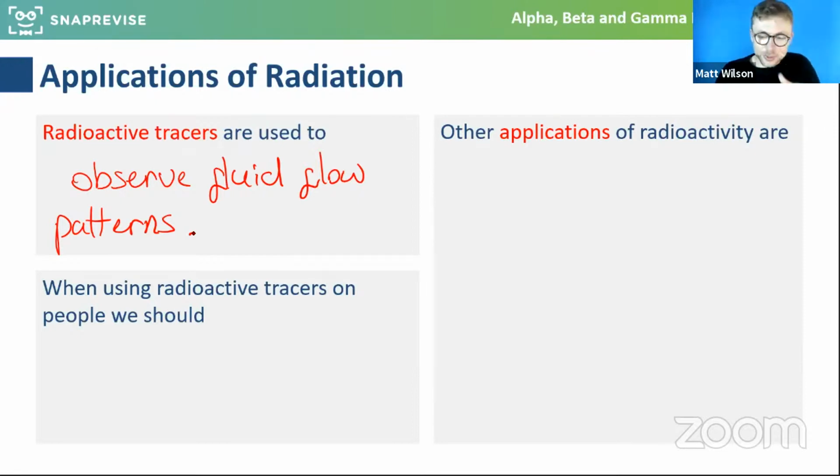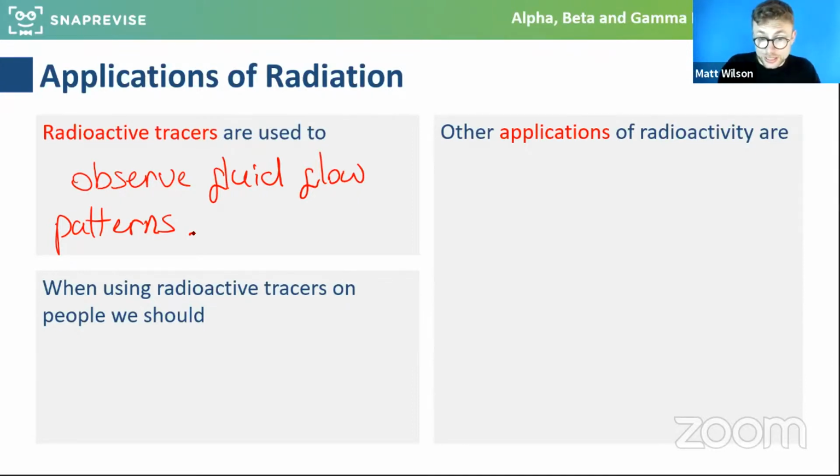So, the idea is that radioactivity, if it's gamma radiation, for example, can actually get out of whatever surface it's trapped behind and be detected. Okay, so let's say we use a tracer on a person. We want to check how some material is moving around the human body.